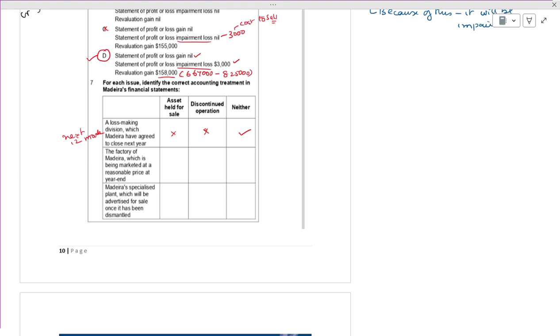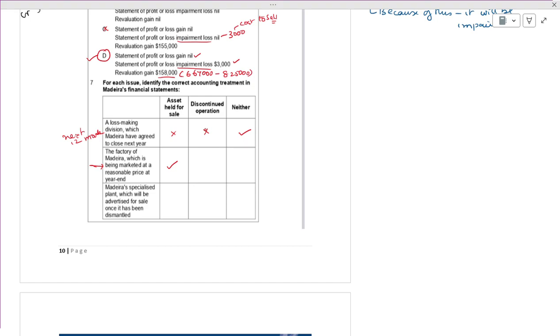Fine? Next. What is the next one? The factory of material which is marketed at a reasonable price at year end. Which is the rule for this? Asset held for sale. Good. Asset held for sale. Next.